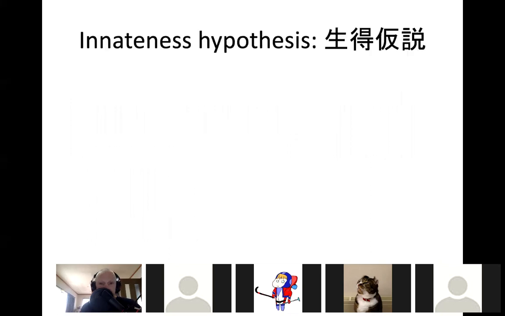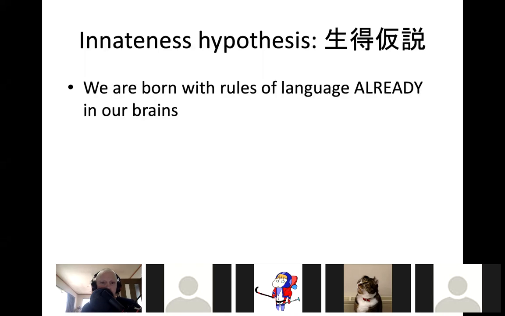Okay, here's the innateness hypothesis. Basically, we are born with rules of language already in our brains. Check this out. Rules of language. You think, wow, rules of language. What's that about? We're born with certain rules of language already in our brains. So some rules are already in our brains when we're born. It's innate. Some rules of language are innate.